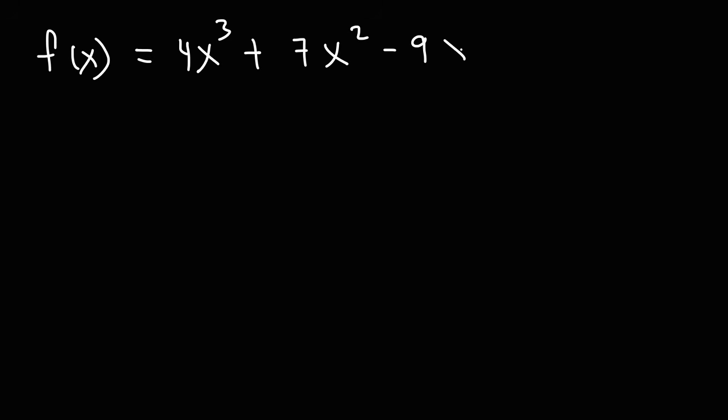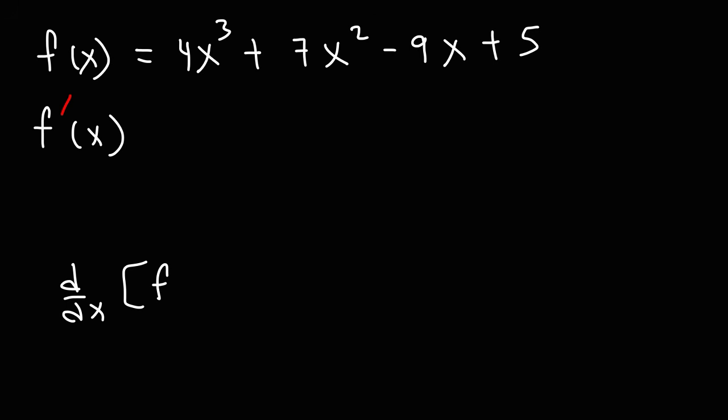Now let's say we have some polynomial function, f of x is equal to, let's say, 4x cubed plus 7x squared minus 9x plus 5. So what is the derivative of this function? By the way, the notation for the derivative of a function is f prime of x. So if we take the derivative of f of x, this is going to equal f prime of x, for those of you who might be wondering.